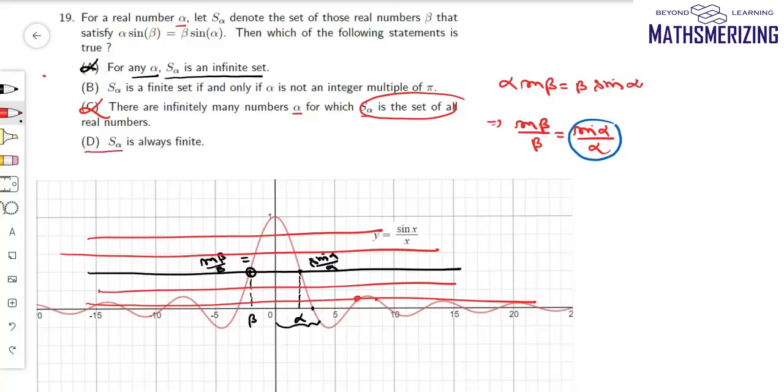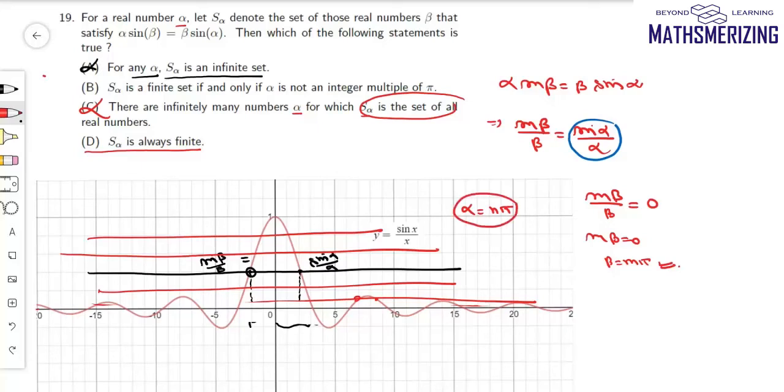Now option number D, S alpha is always finite. So if I choose alpha as n pi, in that case I'll get sine beta upon beta equals sine n pi, which is 0. So I'll get sine beta equals 0. So in that case I'll get beta equals m pi. So there will be infinite solutions in this case. So if I choose alpha as n pi and draw this horizontal line, then it will have infinite points of intersection. So that means option D is also incorrect.